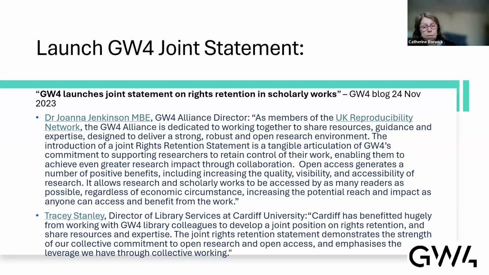And then Tracy Stanley from Cardiff University reiterated that Cardiff has benefited hugely from working with GW4 library colleagues to develop a joint position on rights retention and share resources and expertise. The joint rights retention statement demonstrates the strength of our collective commitment to open research and open access, and emphasises the leverage we have through collective working. So it's the two elements of it which were so important.